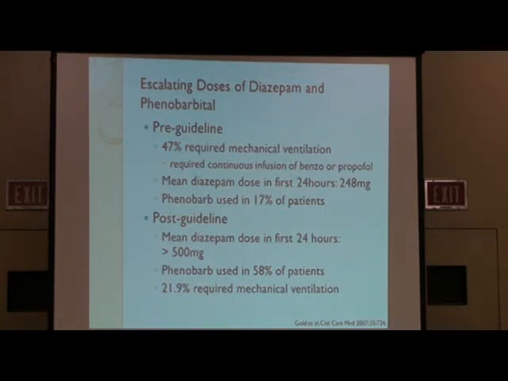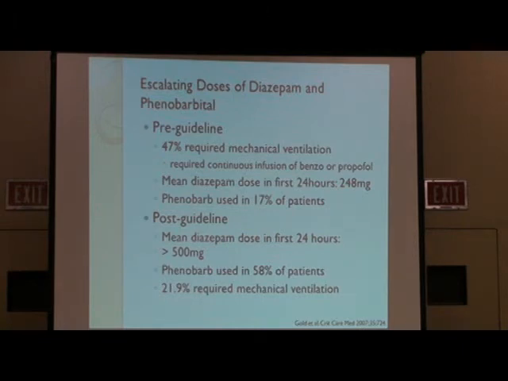With the implementation of their aggressive dosing algorithm, the mean dose of diazepam in the first 24 hours was over 500 milligrams. That's a lot of diazepam. I'll say more about that in just a second. 58% of the patients received phenobarb. But by doing that, they were able to realize a significant decrease in the incidence of patients requiring mechanical ventilation.